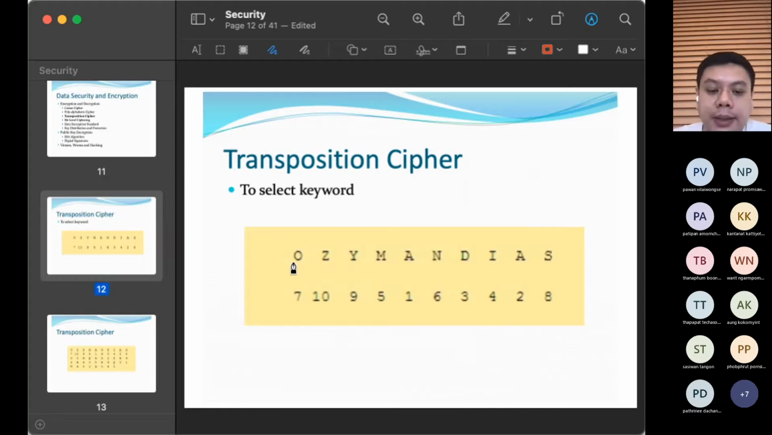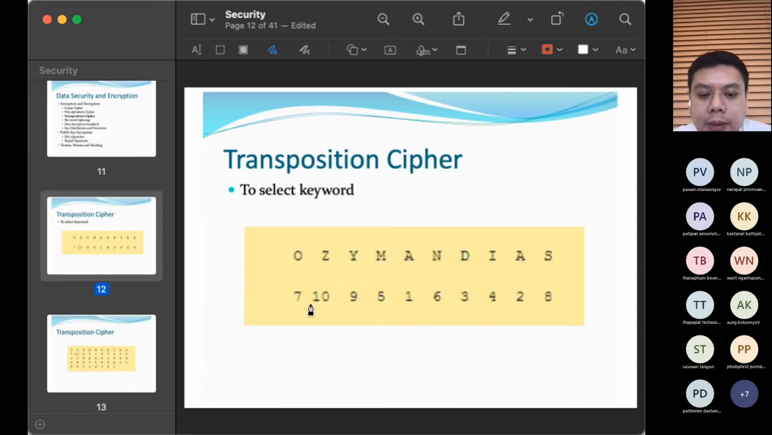If you're choosing the password or the keyword Ozymandias, you set on that. You write down Ozymandias. Now, what are we gonna do? We're gonna look at the order of the alphabet in Ozymandias.